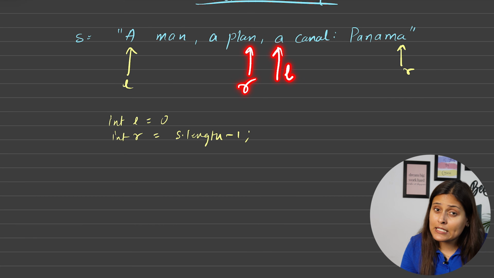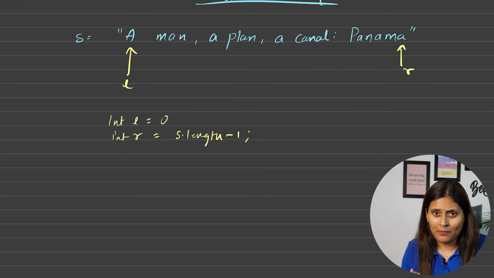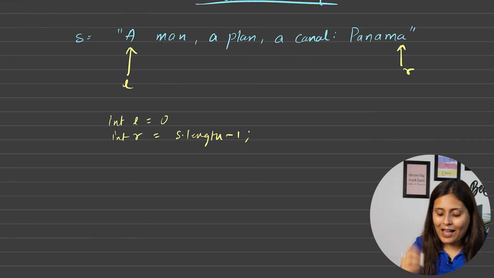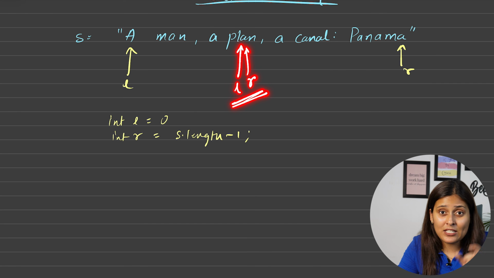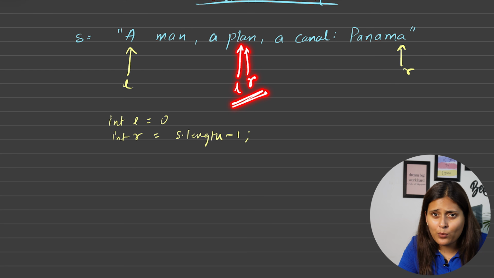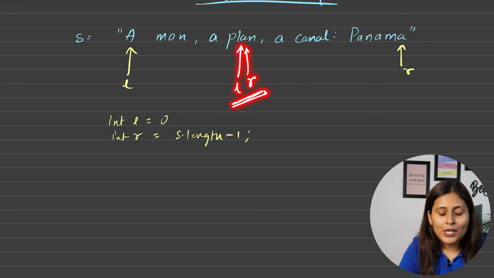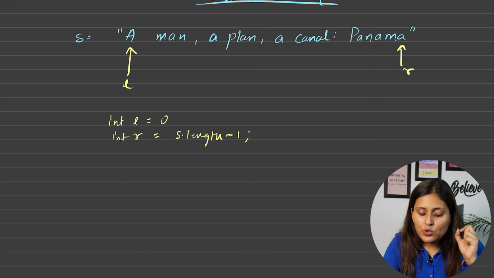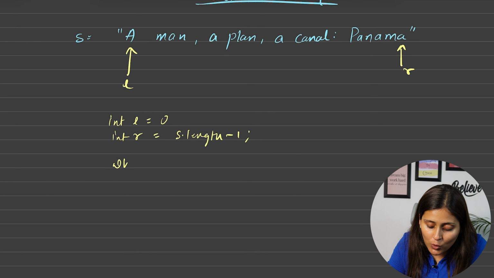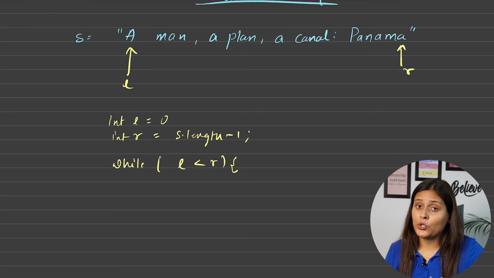Now do you think we should still keep on continuing matching this? No. Or else, if our left and right are both pointing to the same element, the same character, do you think we should check for the equality? Because anyhow they are pointing to the same character, so they will be equal only. So hence we have to stop when they cross each other. So basically we can close this in a while loop: while our left is less than right, till then only we want to run it.